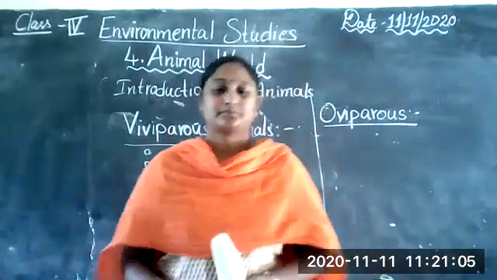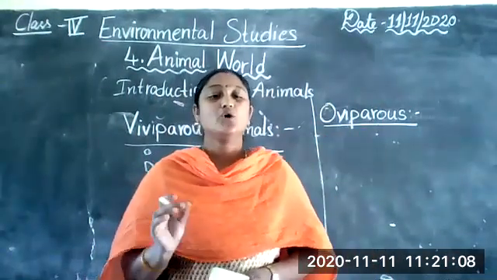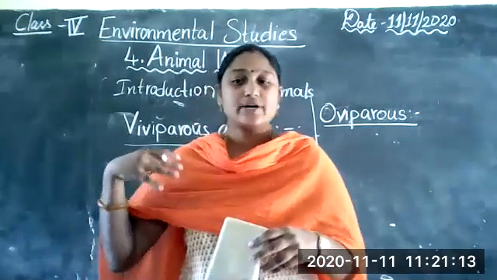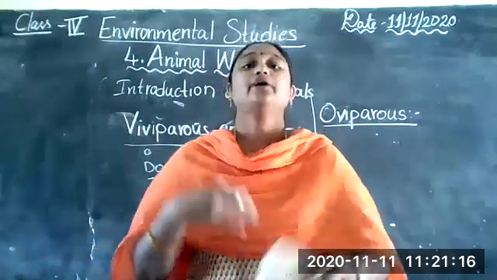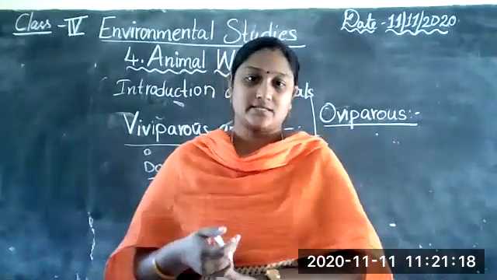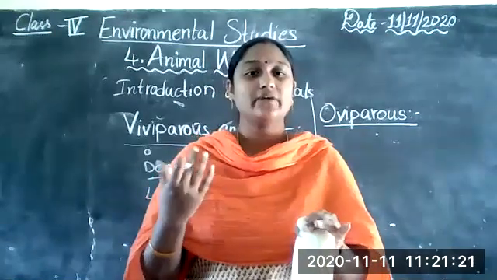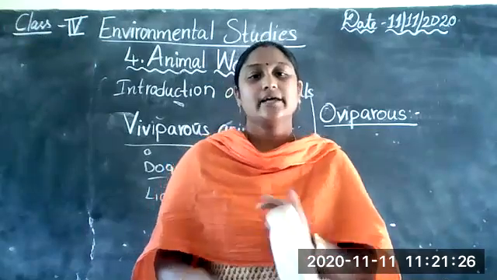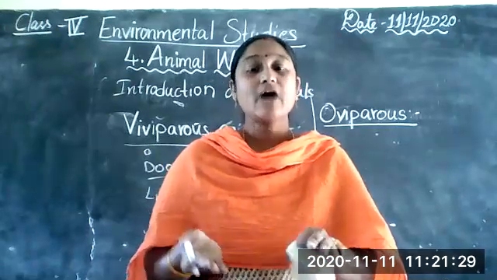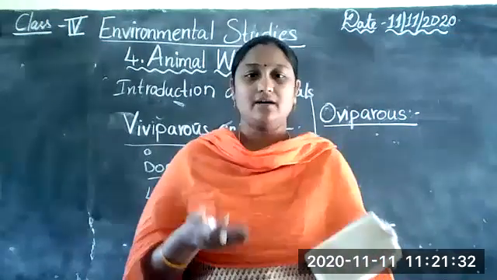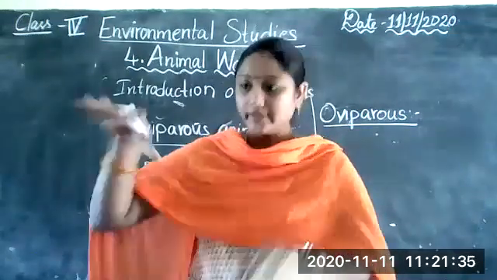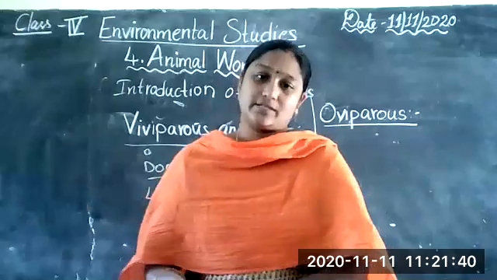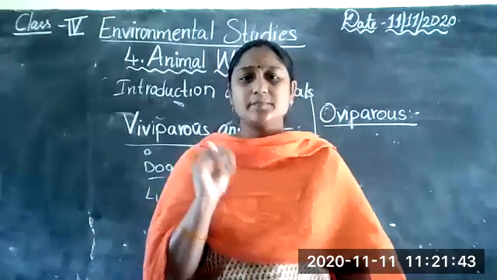Okay, children, listen now carefully. Oviparous animals are these type of animals that lay eggs, incubate, and give birth to young ones. Incubate means, children, in our mother tongue we call it podagadam. For example, you see the hen. Hens first lay eggs, and after 15 or 20 days they incubate on their eggs, and afterwards give birth to young ones. For example, hen. Simple, you know very well.